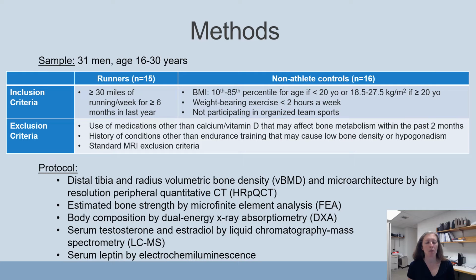We enrolled 31 men aged 16 to 30 years: 15 runners and 16 non-athlete controls. Inclusion and exclusion criteria are as shown. The protocol included tibia and radius volumetric BMD and microarchitecture by HRP-QCT, estimated bone strength by FEA, body composition by DEXA, and serum testosterone, estradiol, and leptin levels.